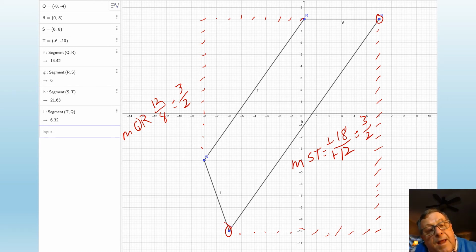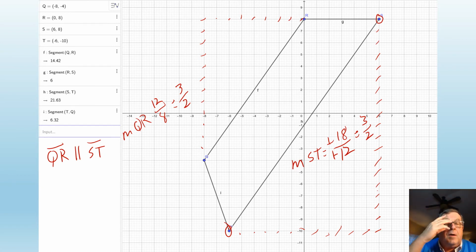So we can say that QR is parallel to ST. And I should put the little segment notation over there. Okay, so those segments are parallel.